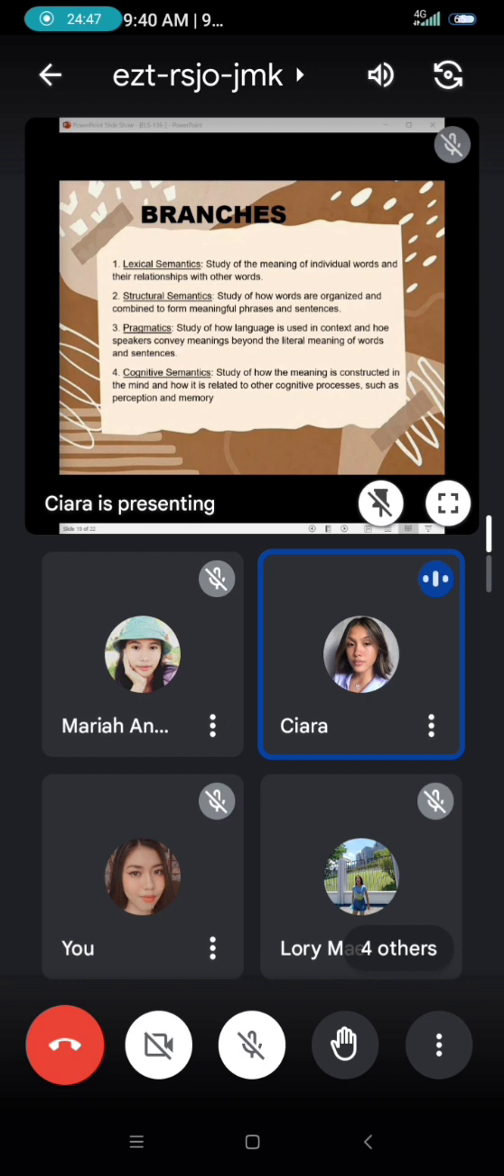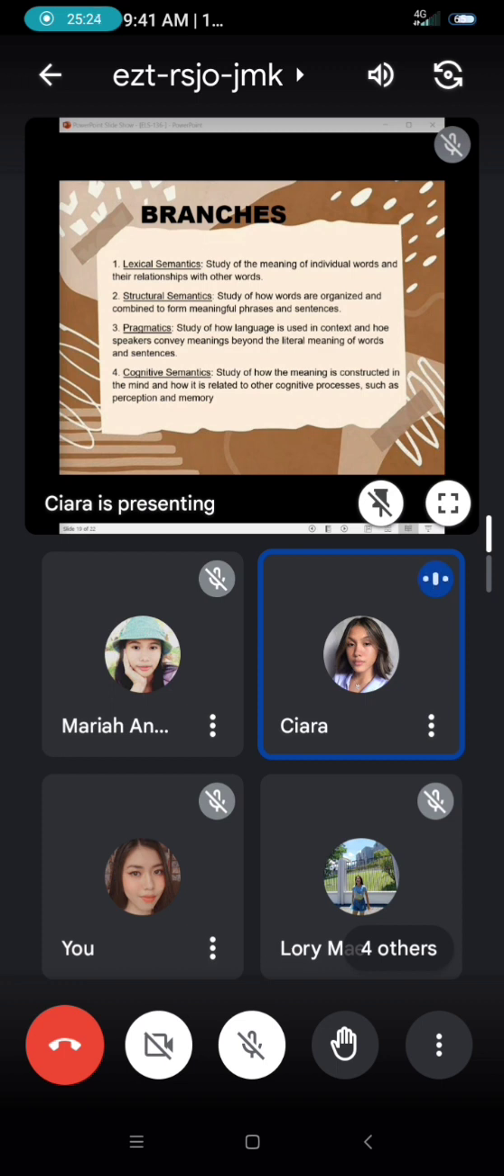It explores how words represent concepts and how they relate to other words in terms of synonymy, antonymy, polysemy, and other lexical relationships. Next, we have structural semantics. Structural semantics is the study of how words are organized and combined to form meaningful phrases and sentences. This branch of semantics investigates how the arrangement of words and phrases within a sentence influences the interpretation of that sentence.